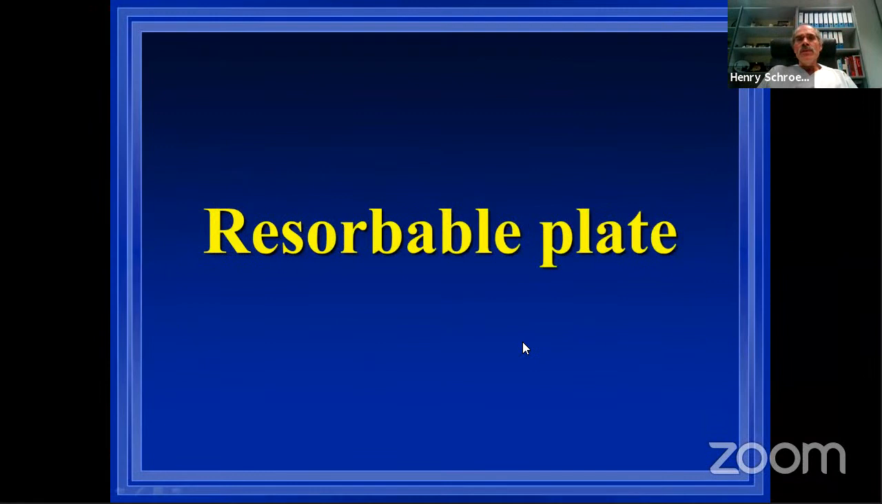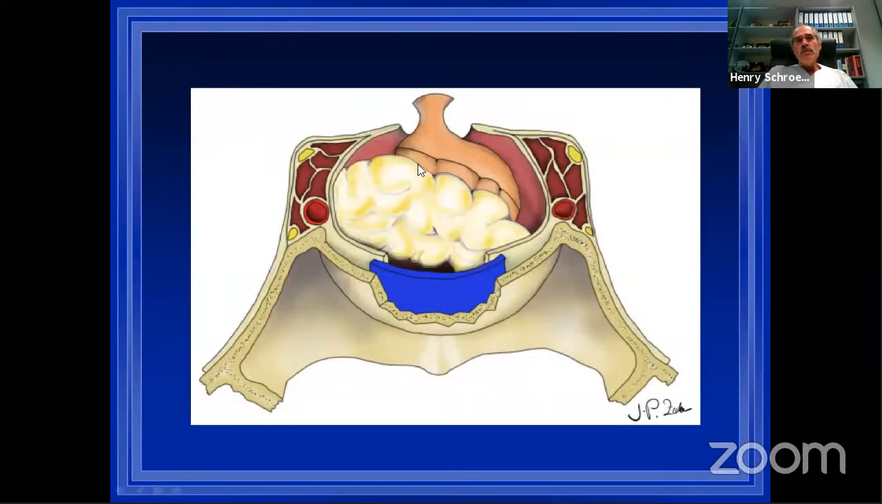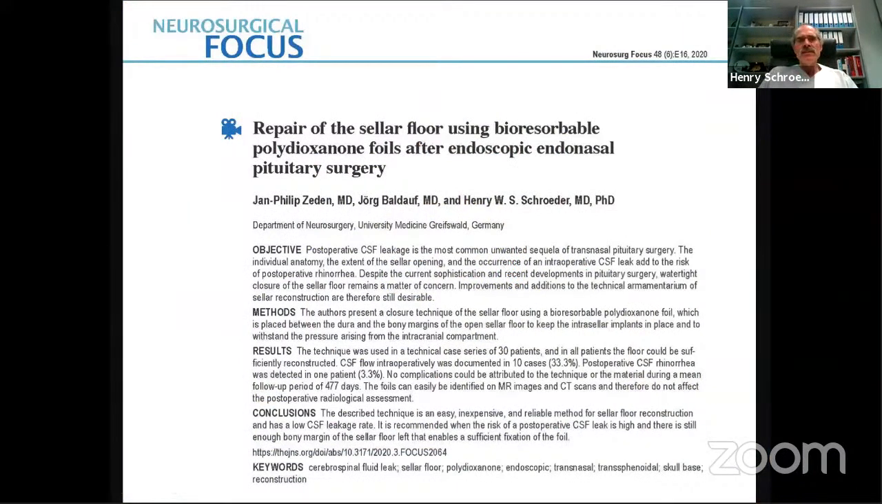Then we frequently use a resorbable plate. When we remove the tumor, we put some gel foam or Duragen inside the sellar space, and then we place it in the epidural space. We put it against the bony opening of the sella, but outside of the dura usually. We published 30 cases and we had quite good results.